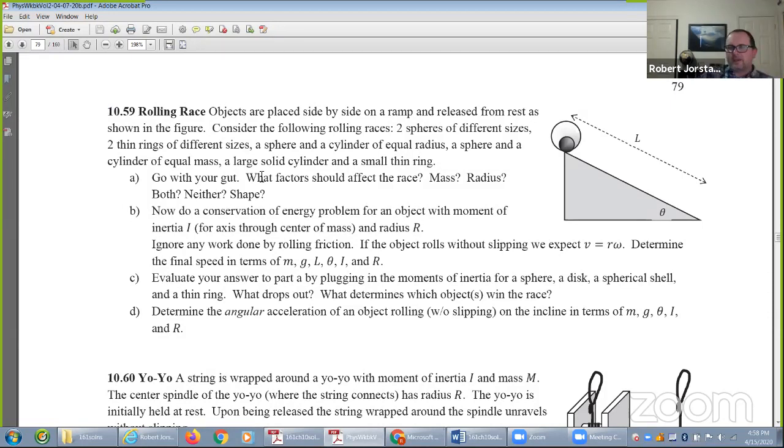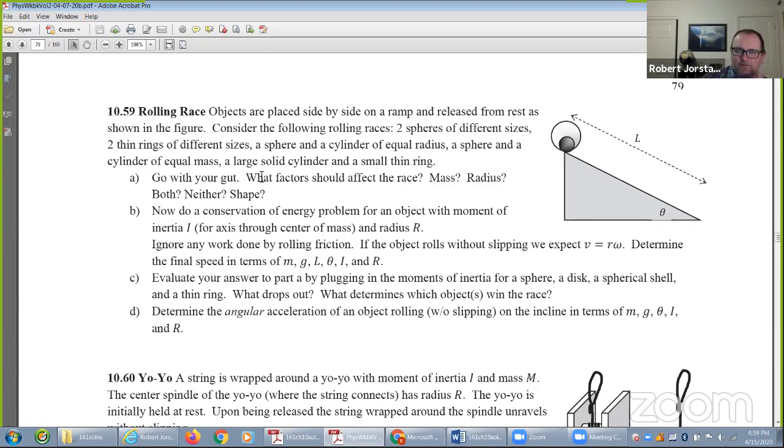So if we can get this one, you can get all of these. All right, so here we go. 10.59. You have two objects side by side on a ramp. You're going to release them from rest. Think to yourself, what factors might affect the race? All right, take a second to take your own guess. And if you want, you could write it down on a scratch paper or something.